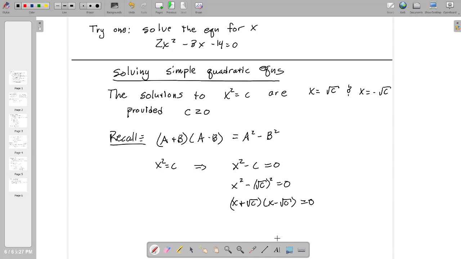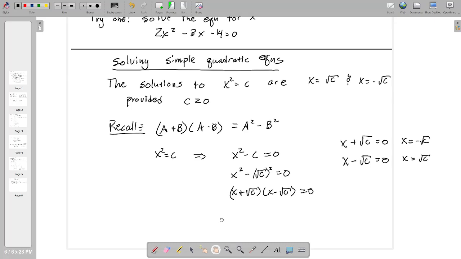So far we have a sequence of equivalent equations. Now we also have the zero product property in this case. We have x plus the square root of c times x minus the square root of c is equal to 0. This then means that x plus square root of c is equal to 0, or x minus the square root of c is equal to 0. So we solve each equation, and we get x is equal to the negative square root of c, or x equals the positive square root of c. And these will be our two solutions. This is how we get the solutions in the top.